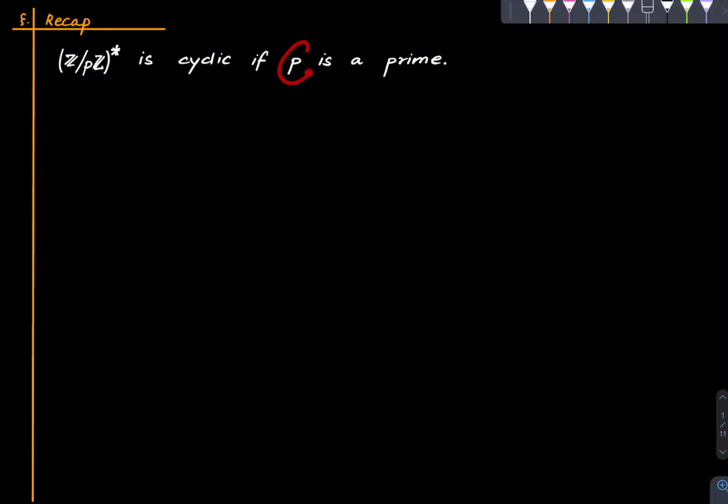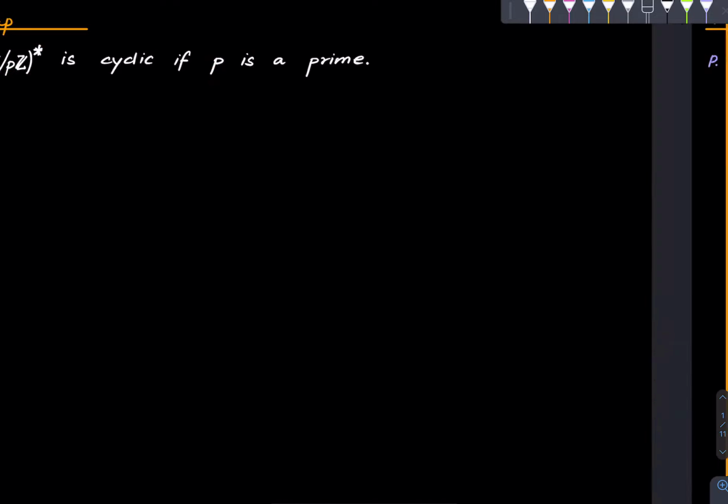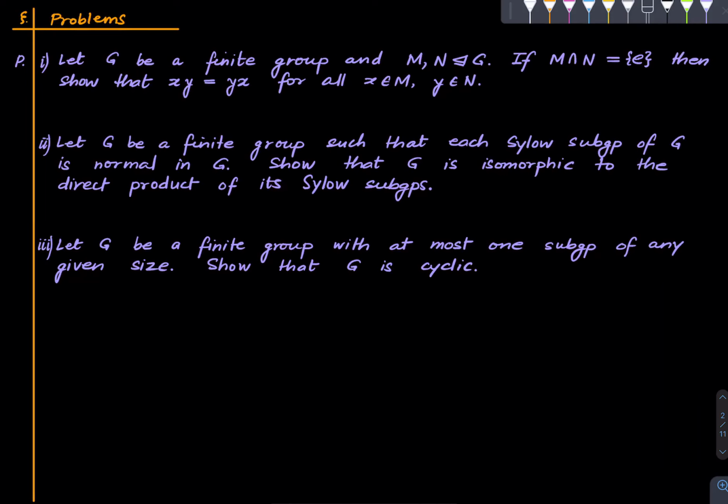We know from earlier that if p is a prime, then this group, Z mod pZ star, is cyclic. Here are some problems for practice. These are related problems. You can use this here and this here. And now let's get started.